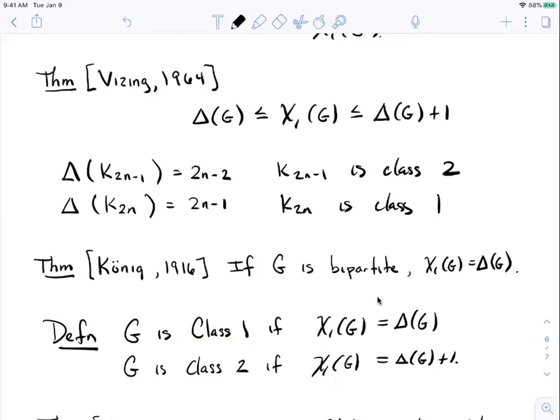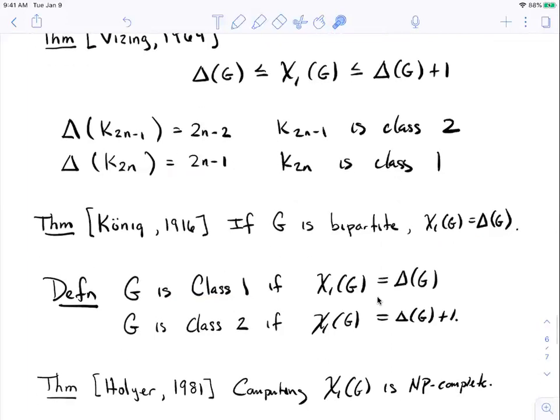Koenig in the 1910s, so more than 100 years ago, proved that every bipartite graph is class 1. I mean, we have a proof that complete bipartite graphs are class 1. Koenig proved that every bipartite graph is class 1.